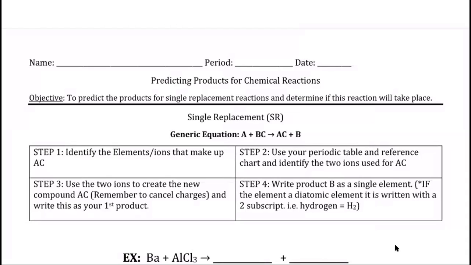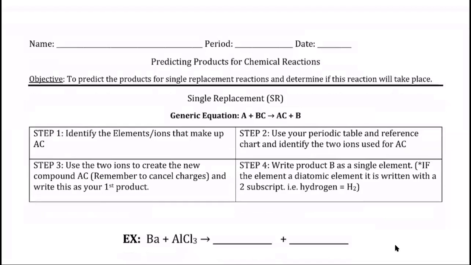You're only going to be given the reactants, and you have to use the activity series to determine, does the reaction happen, or is it no reaction. And then if the reaction does happen, you're going to have to figure out how to write the formulas for the products. Okay. And so this has step by step of a process to help you.